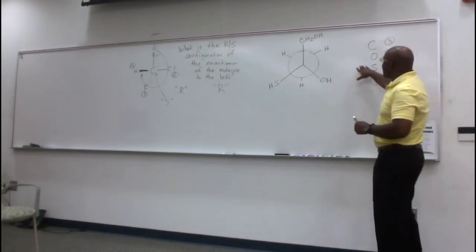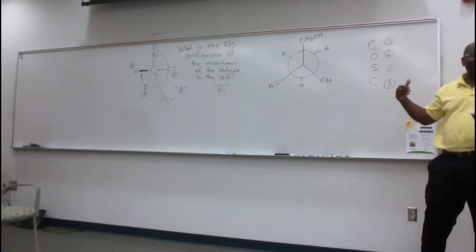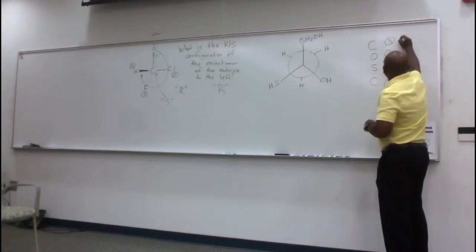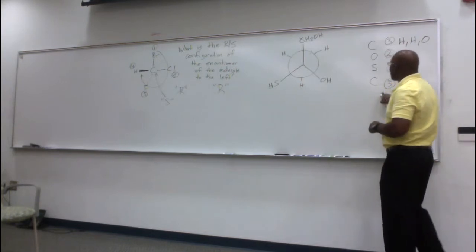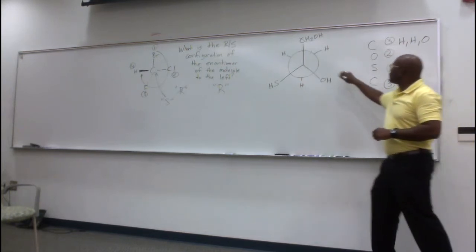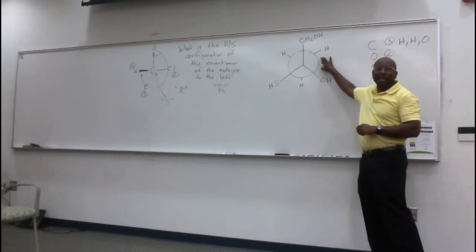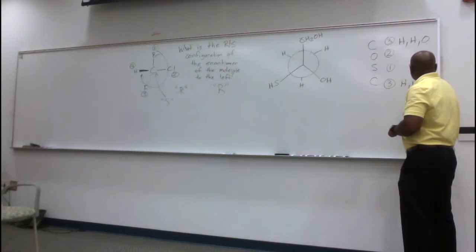So now we have a tie between the carbon atoms. We're going to go to our tiebreaker and figure out what atoms are directly attached to carbon. Attached to carbon number 1, we have an H, H, and an O. Attached to the back carbon atom are 3 hydrogens. H, H, and H.